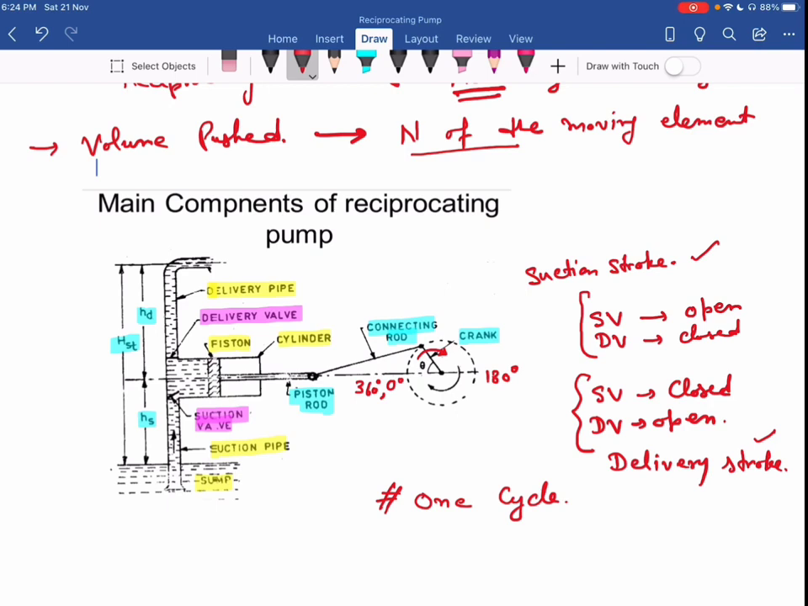Okay, so here we got the water from single side of the piston. You can say this is also a single acting pump, or you can say this is a single acting reciprocating pump.